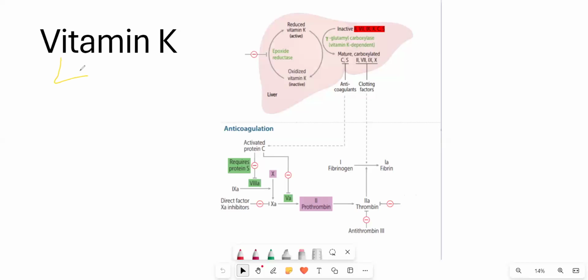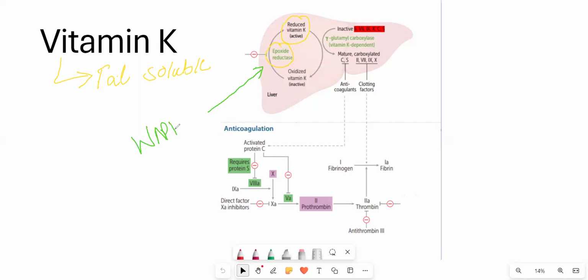So vitamin K is a fat soluble vitamin that is necessary for the activation of certain clotting factors. Vitamin K is converted into the reduced form, which is the active form of the vitamin, by an epoxide reductase enzyme. This epoxide reductase enzyme is very important because it is a target for a very high yield drug, that is warfarin.